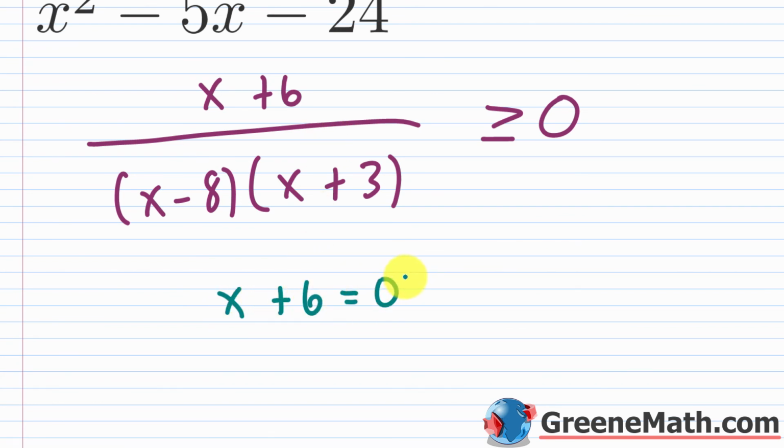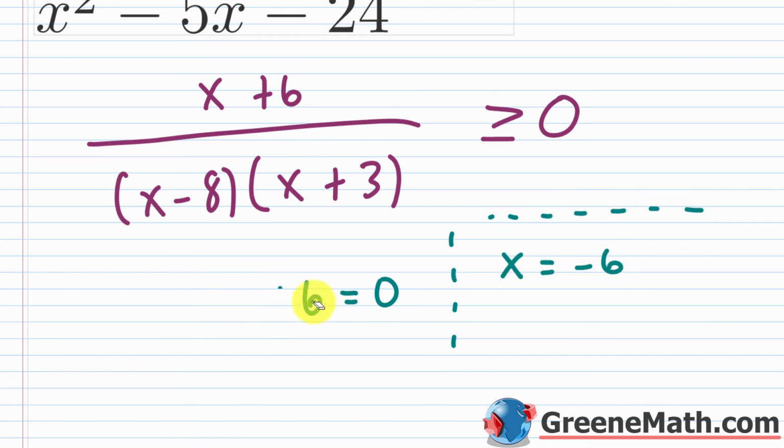That's for my numerator. So here, we'll just say that x is equal to negative 6. Again, just subtract 6 away from each side. Then for the denominator, if we set that equal to 0, well, x minus 8 would be equal to 0. So then x is equal to positive 8. Then x plus 3 would be set equal to 0. And then x would be equal to negative 3.